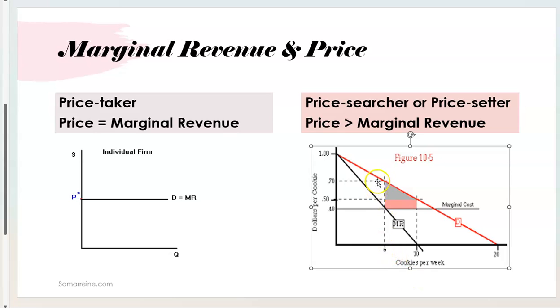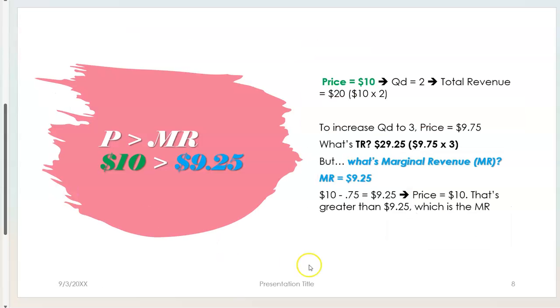Meaning at 6 units, the price is 70, but the marginal revenue is 40. At 10 units, you're looking at 50 for the price, but you are actually looking at almost nothing for the marginal revenue. And so what we're looking at here is the fact that the marginal revenue is lower than the price. And because it's lower than the price, it's going to actually lie below it. So let me show you this example.